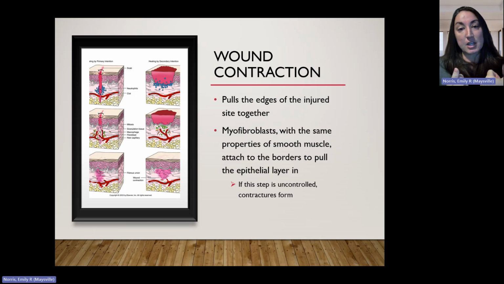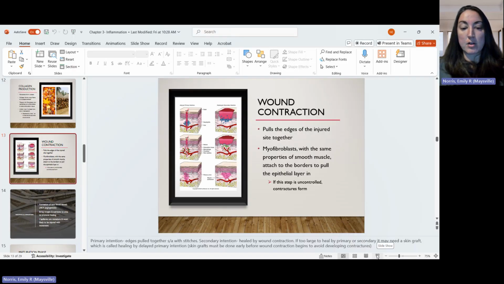If this step is uncontrolled, then a contracture will form. So there are different things that can pull the wound together. Primary intention is what happens when you take it and you pull it and you stitch it together. So stitches would be primary intention. They approximate the tissues and then they sew them together so that they are already together.